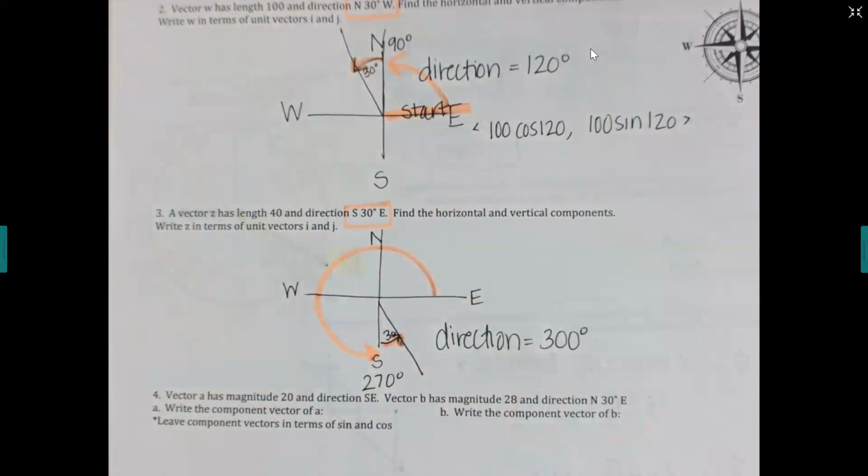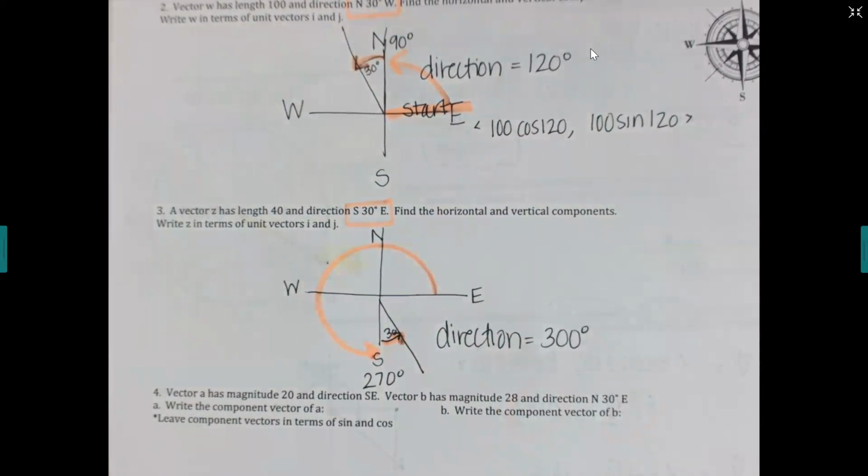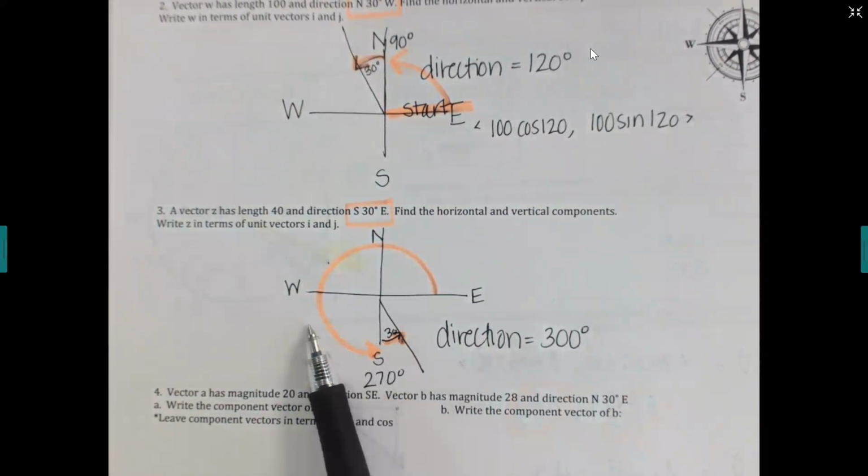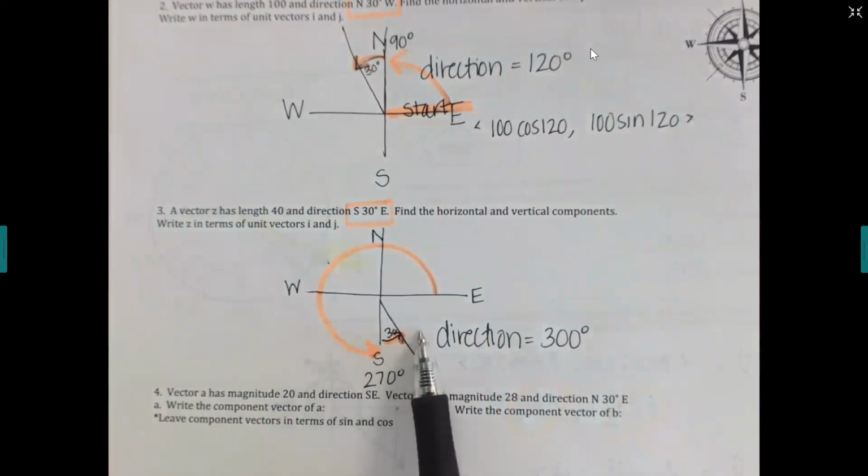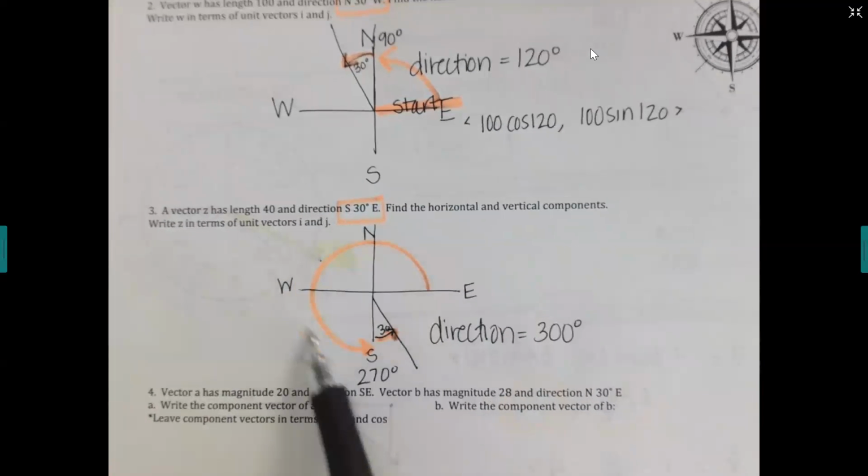Now, quick question. What if instead of tilting 30 degrees east, I had tilted 30 degrees west? Instead of adding the 30, what would I have done? Subtracted it, because I would have been stopping before 270. Does that make sense?